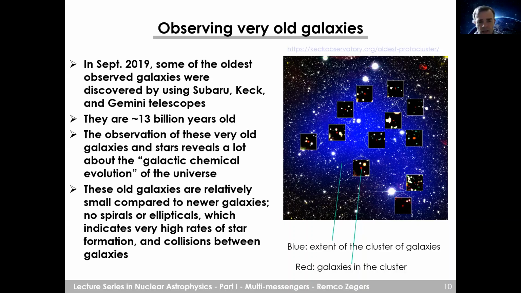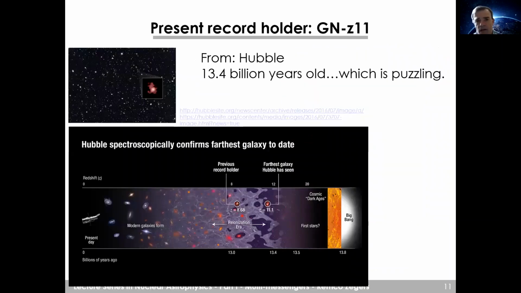The observation of these very old galaxies and stars reveals a lot about the collective chemical evolution of the universe. How did the formation of stars happen? These old galaxies are relatively small compared to the newer ones. There are no spirals or ellipticals like our own galaxy. This probably indicates very high rates of star formation, and that there are also collisions between these galaxies. So you can really look back in time pretty far.